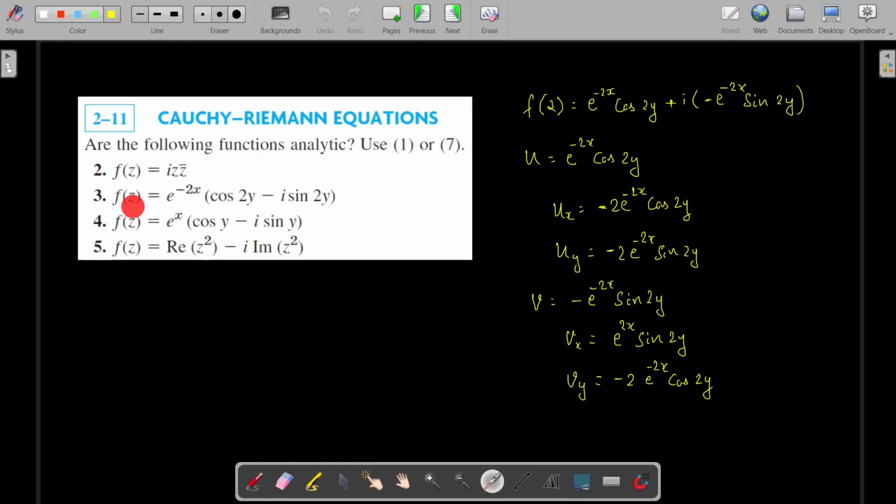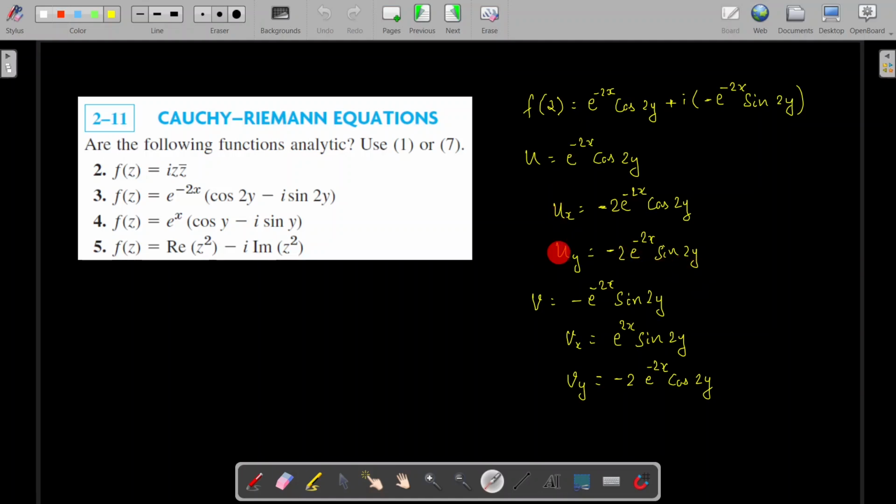Another problem, f of z equal to e raised to minus 2x into cos 2y minus i sin 2y. Here we have to express f of z in the form u of xy plus i into v of xy. So we will multiply e raised to minus 2x here and remove the bracket, and you can write the function in this way. So u is equal to the real part, e raised to minus 2x into cos 2y. V is the imaginary part of f of z, that is minus e raised to minus 2x sin 2y.